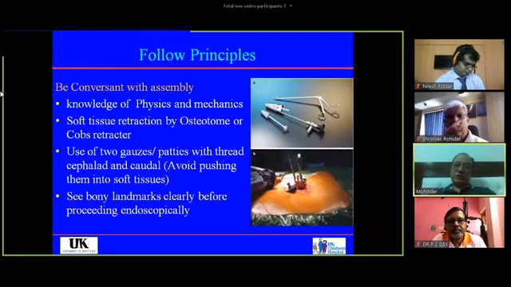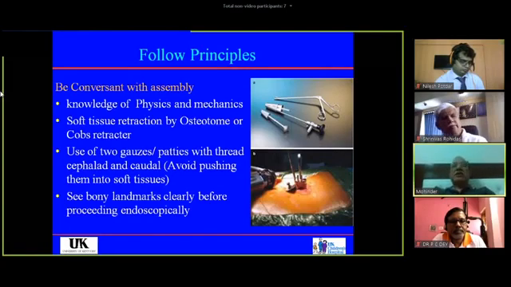So now, just touching on the principles, Dr. Rohidas has ably covered the principles, but this is very, very important: be conversant with the assembly. You have got a new gizmo in your theater, you have spent heavily, and you are very excited. You think, I have listed the patient, and in one go I'll be able to do the job. That is not true. I mean, you will be courting a disaster.